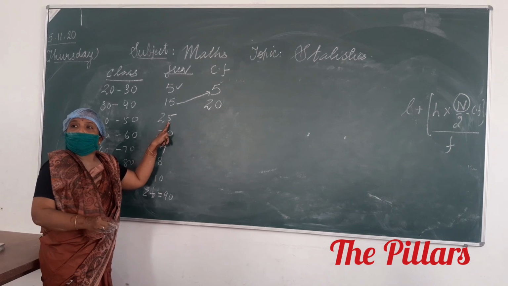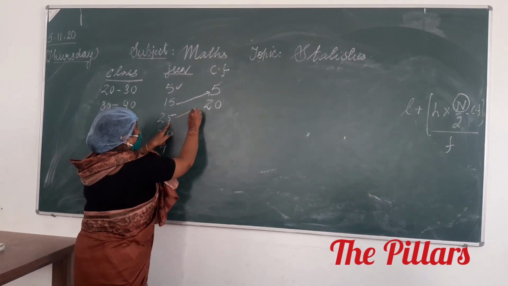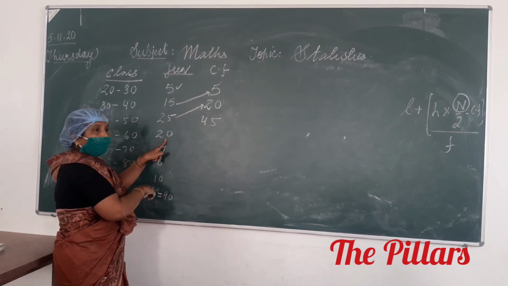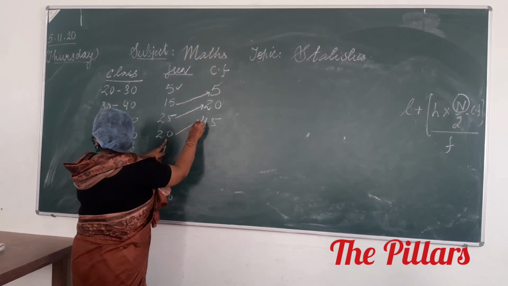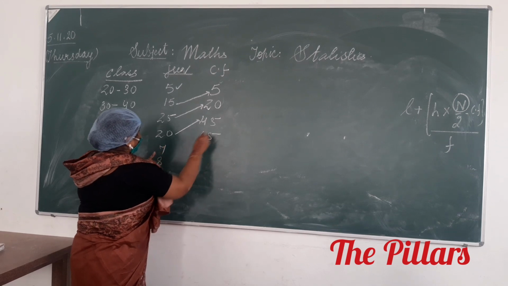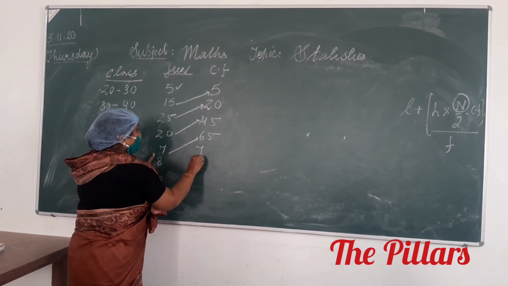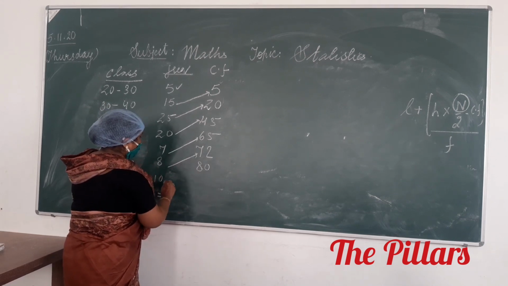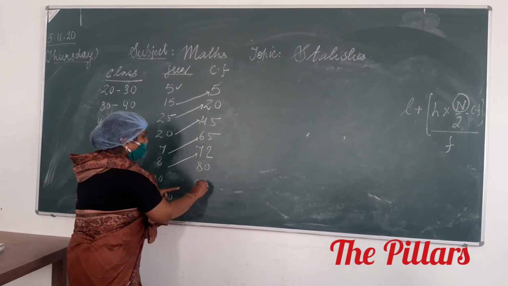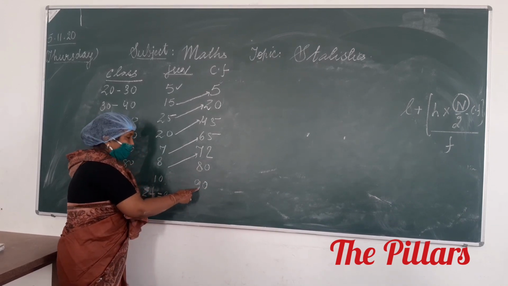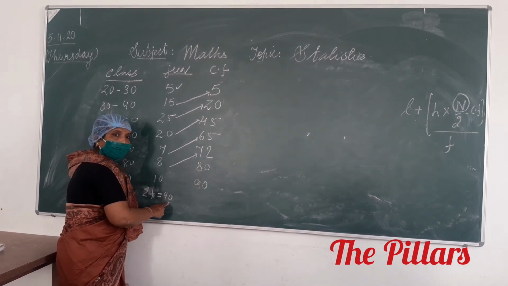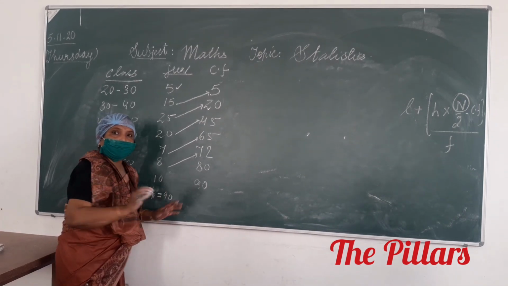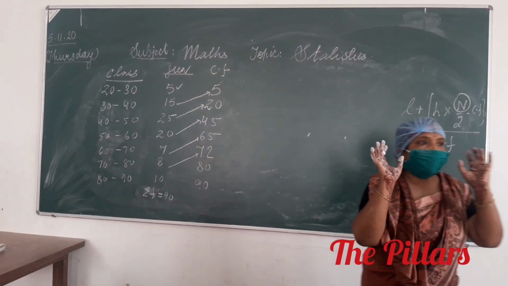What will be the third entry, Suryansh? 25 plus 20. What? 45. What will be the next entry? 65. What will be the next entry? 72. What will be the next entry? 80. You will come to know that your answer is correct. This last entry and sigma f should match each other. That means it is correct. Cumulative frequency you have taken out.